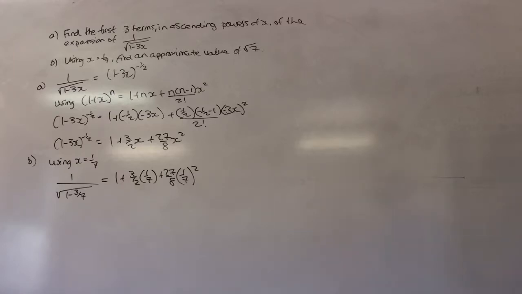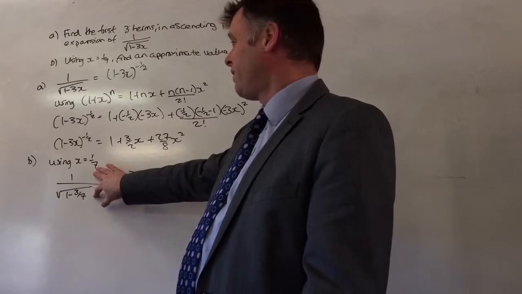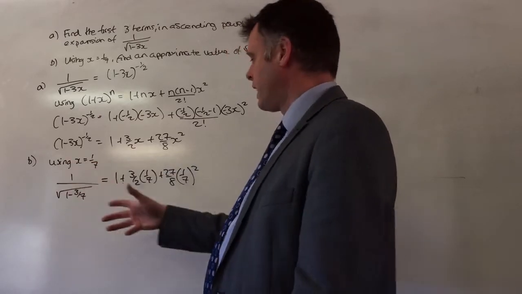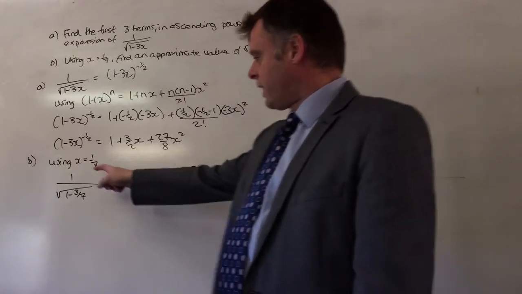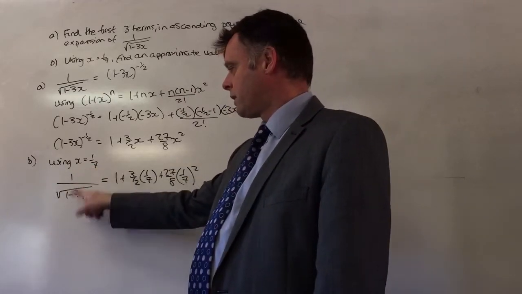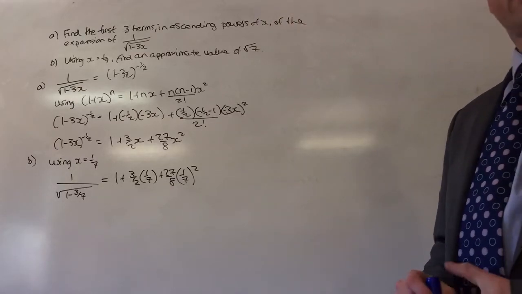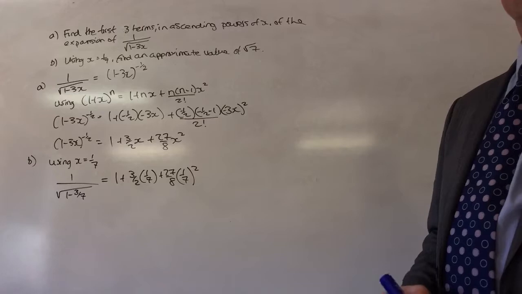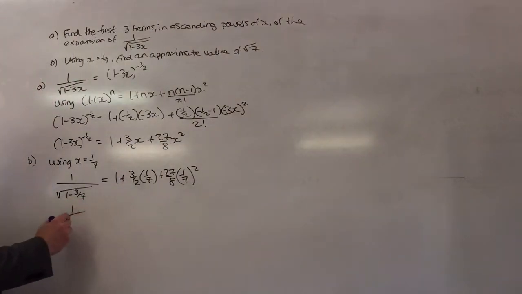Well, that's the trick, that's the hard bit of the question. You just have to look at this thing and keep playing with it, and eventually you'll see some relationship between that and the square root of 7. So looking at this, how can I rewrite that slightly simpler? 1 over the square root of 1 minus 3/7 is the same as 1 over the square root of 4/7, good.